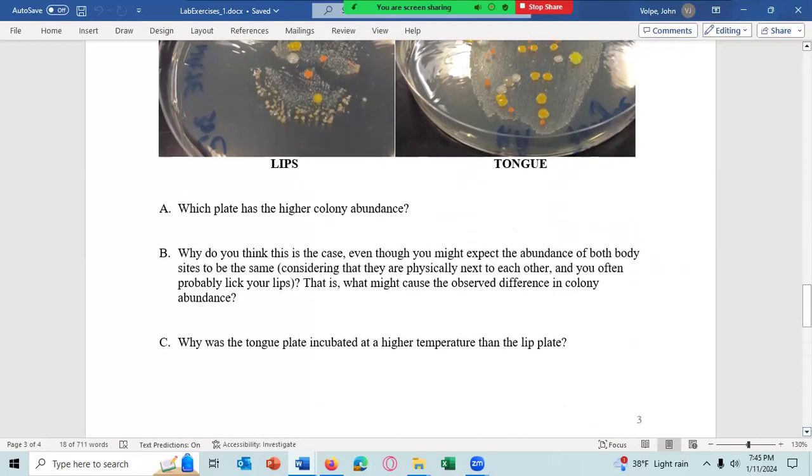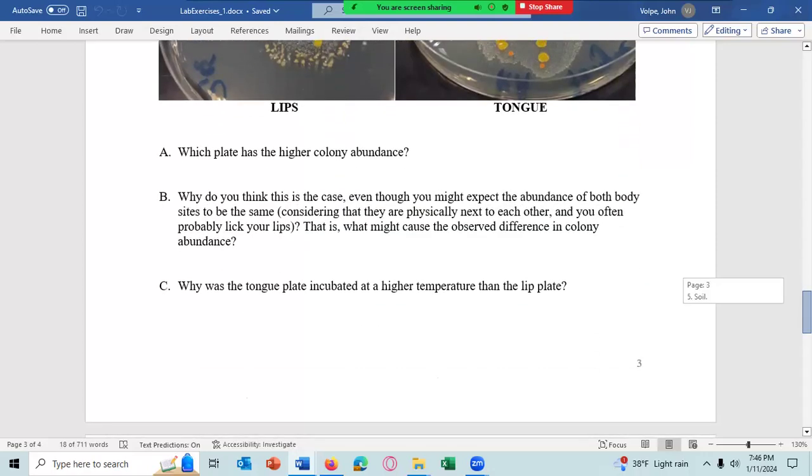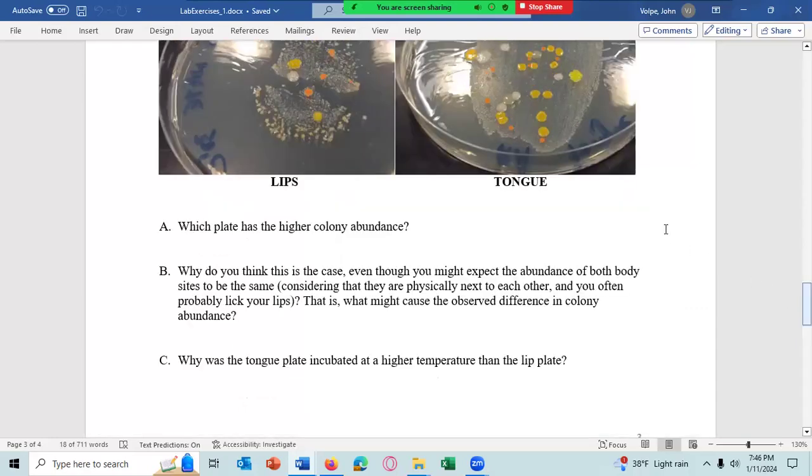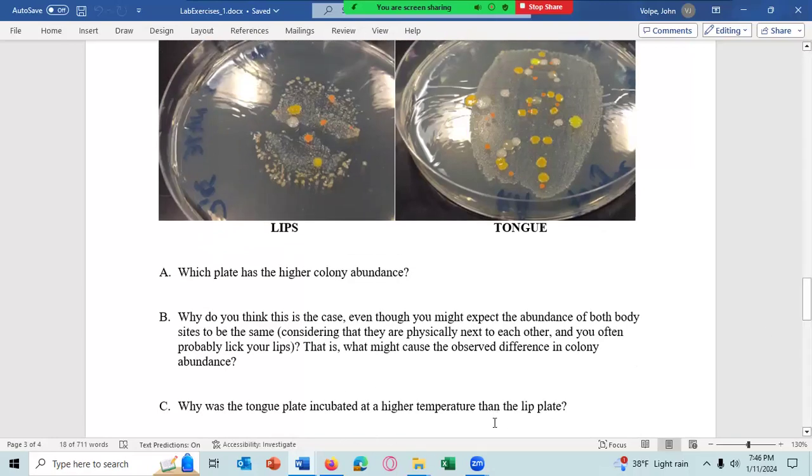And then which plate has the higher colony abundance? The tongue plate or the lip plate? And answer that. And then procedure 4C, why was the tongue plate incubated at a higher temperature than the lip plate? If you don't know that off the top of your head, you'll have to do some research because that one would be a little tricky to get. This one, most people do get it wrong the first time, but it isn't that difficult once you at least understand what's going on.